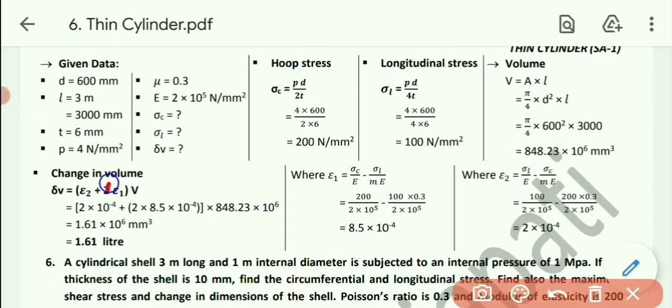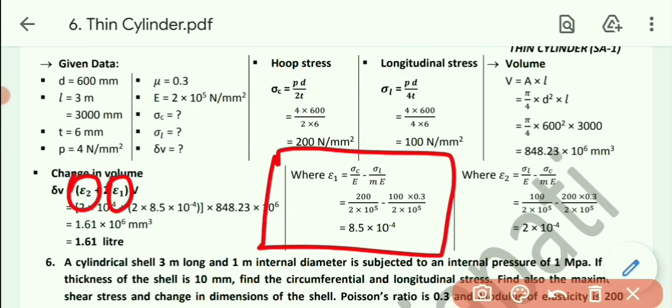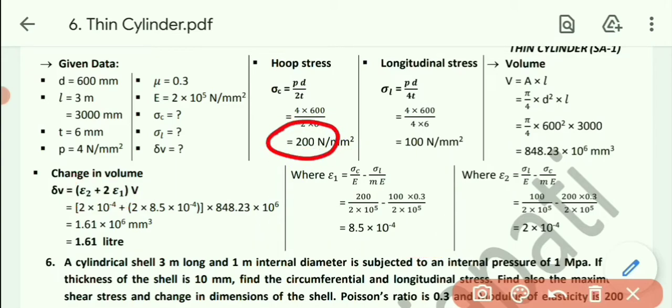Now the other unknowns are epsilon 1 and epsilon 2. So let's solve first of all epsilon 1. We have seen this formula in the theory. Epsilon 1 stands for sigma c by E minus sigma L by mE. Now the unknown parameters. First of all, sigma c, that is given to us 200.